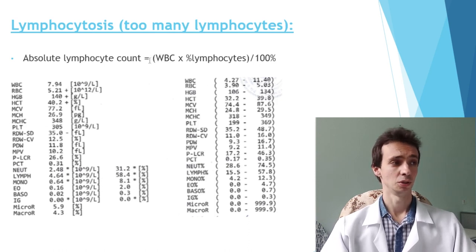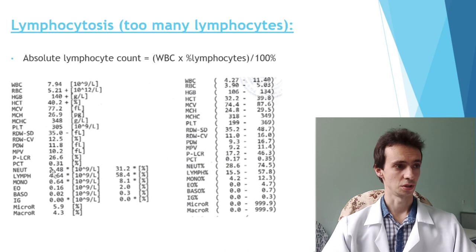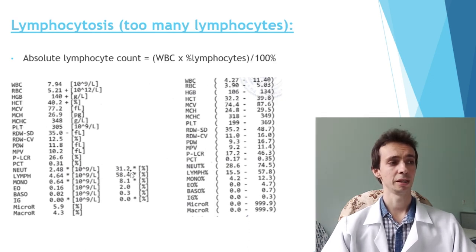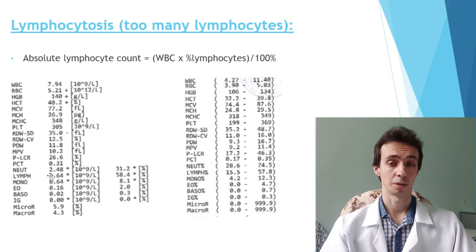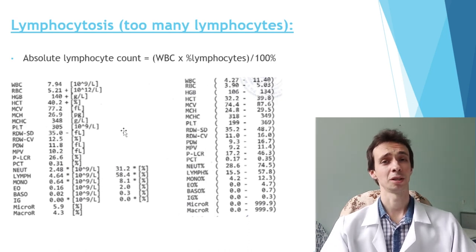How do you do this? You take the leukocytes, white blood cells, and you multiply by the percentage of lymphocytes. Here you see the percentage. And then you divide by 100. In many labs, they already do it for you, and they show the absolute count of lymphocytes. And here you can see the result. And you compare it to the reference levels of your lab, because they can be a little bit different sometimes.